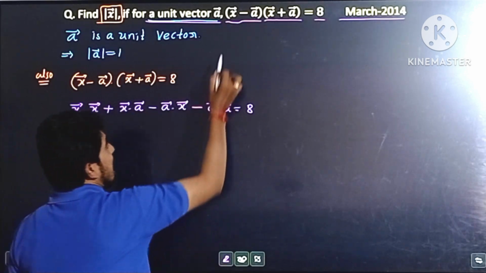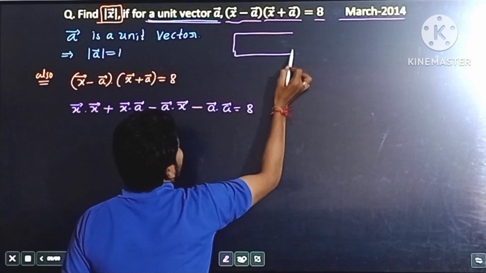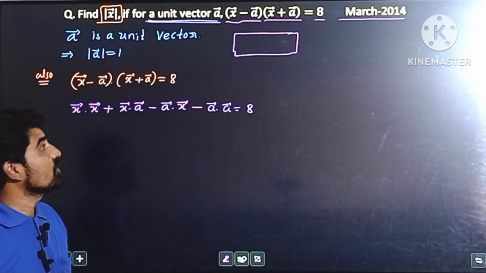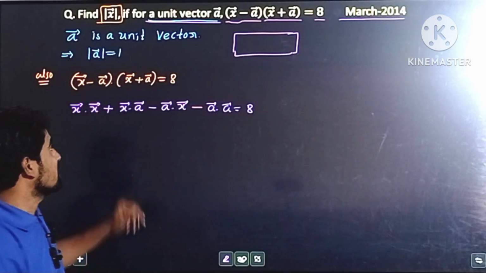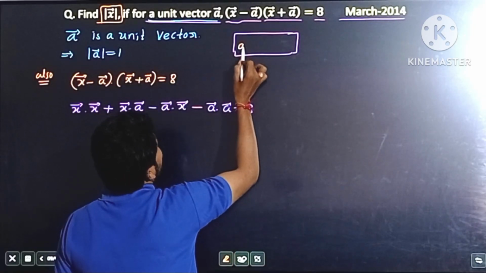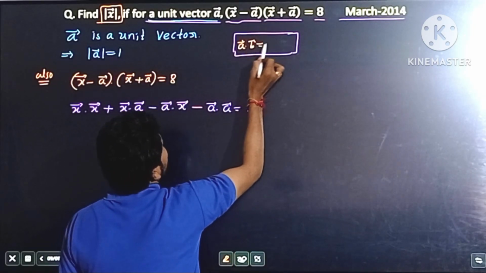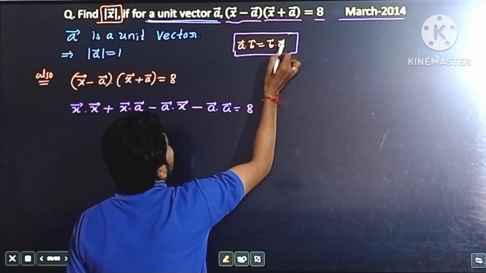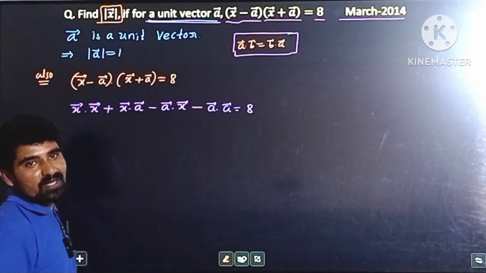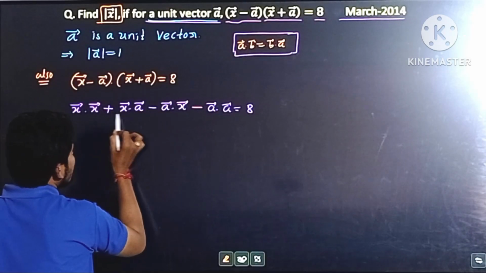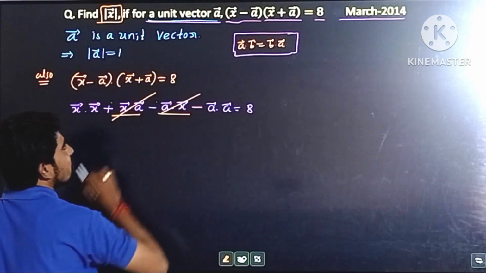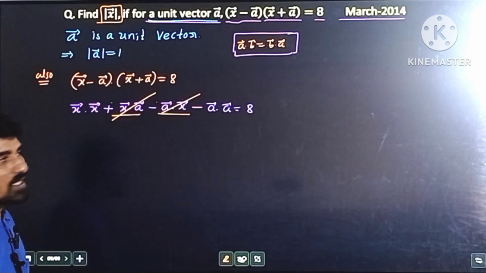We know that dot product is commutative. Already I discussed this when we were discussing scalar product and dot product. In my introduction part, I discussed that dot product is commutative, in the sense a vector dot b vector is equal to b vector dot a vector. So x vector dot a vector is equal to a vector dot x vector. These two terms are the same with opposite sign, so we can cancel them.